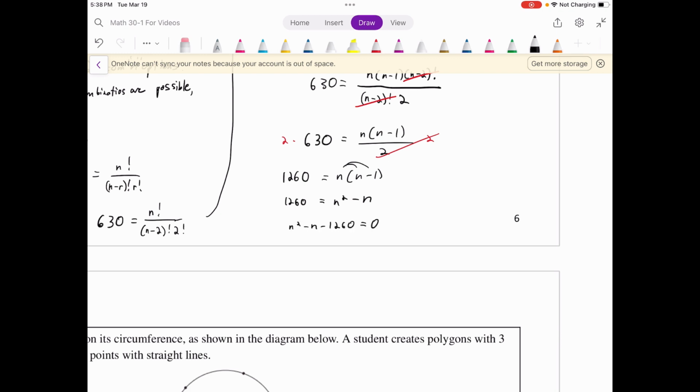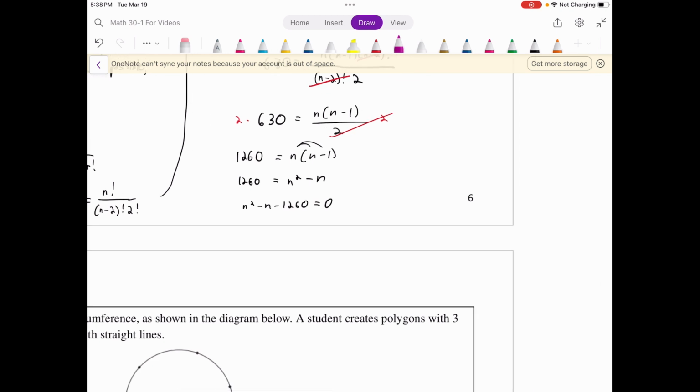And this is what I was referring to. Sometimes these can be a little tricky. We need two numbers that multiply to negative 1,260 and add to negative 1. Makes sense because they're two consecutive numbers, right? So when we add them, they should be separated by 1, okay? So let's think about this. Two numbers that multiply to negative 1,260.